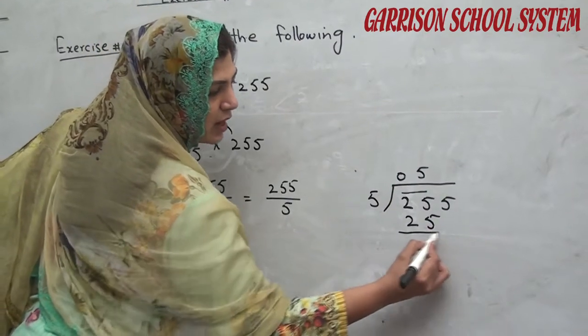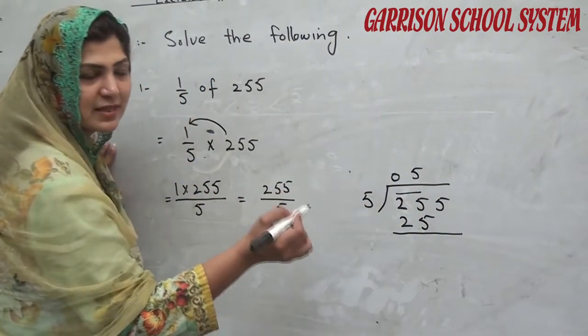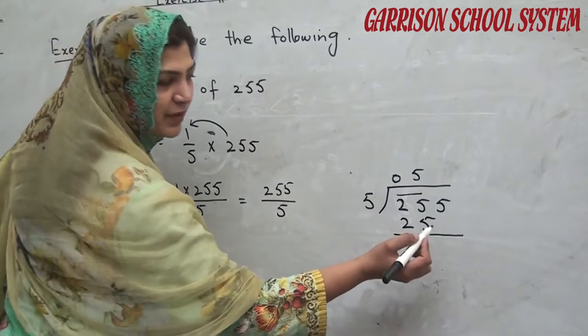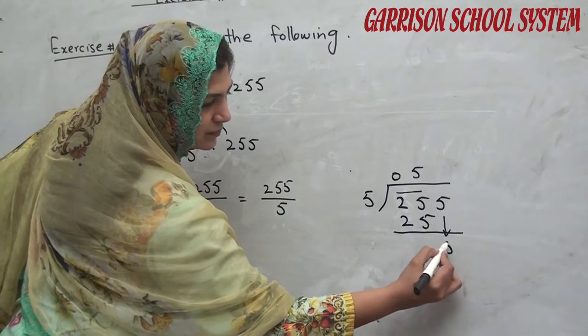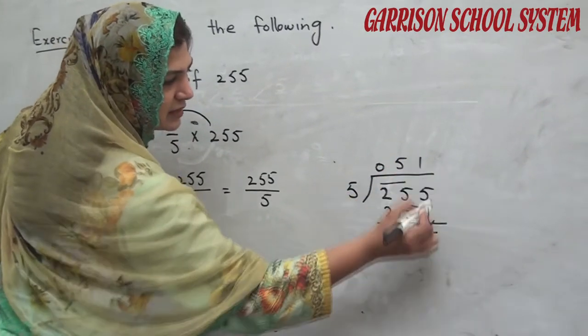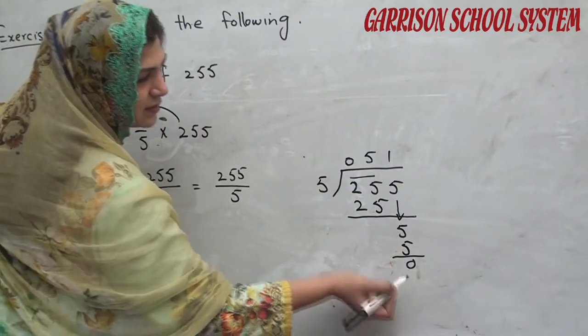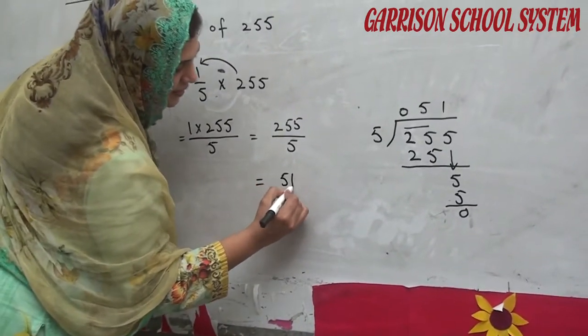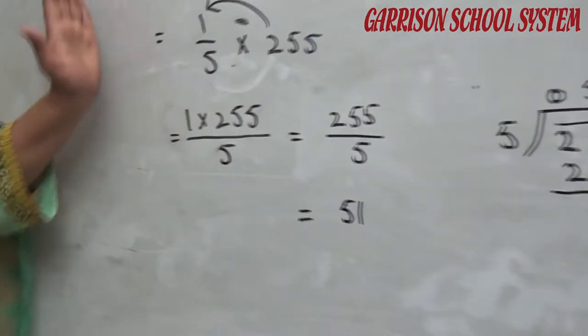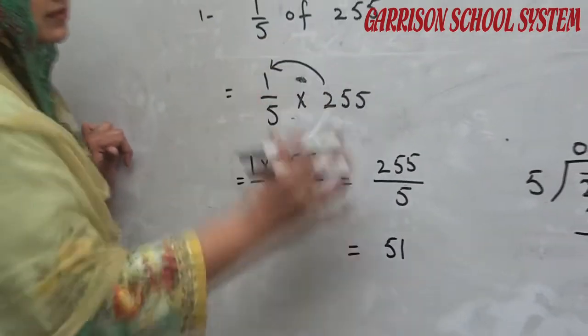Students, how to divide? You can do it easily because you have learned in the previous classes. After that we will divide 5. 5 ones are 5 and this is 0. So what is the answer? 51 is the answer. So I have solved all this part.